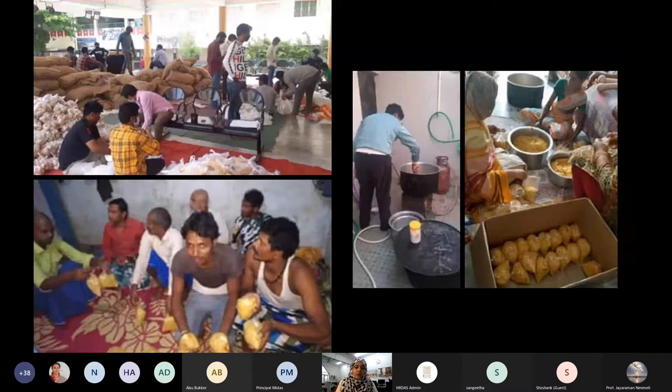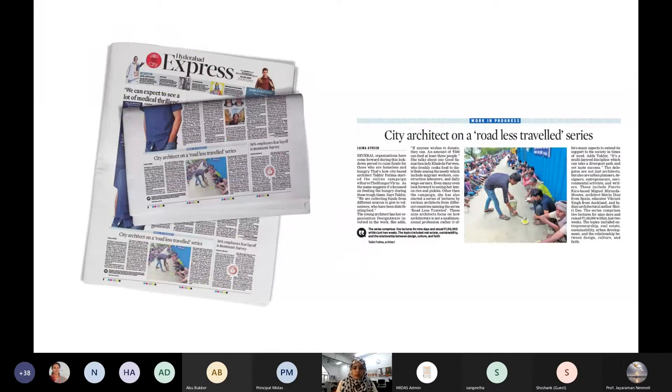The way that some of these volunteers are working was by distributing food packages to people in need throughout the city of Hyderabad. And we also donated to Medicos del Mundo, which is a medical institution. At that time, Spain was at the peak of the coronavirus cases, so we donated to this institute. We were also featured in several newspapers.